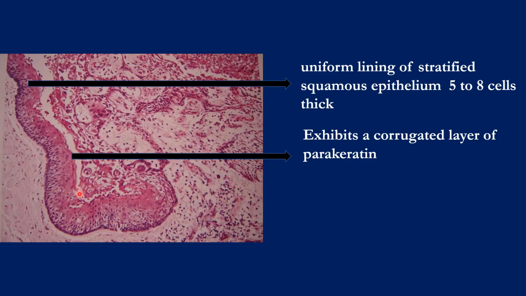And I hope you all know what is parakeratin. Parakeratin is when there is a remnant of nuclei and when keratinization has not been completed. So that is called as parakeratin.